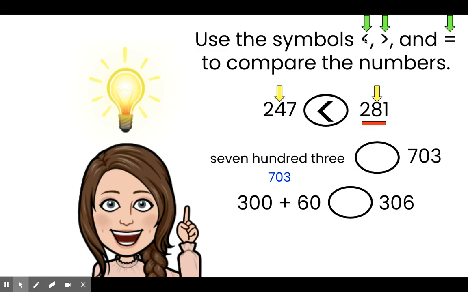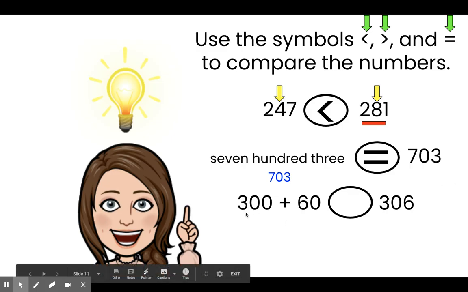Would I use less than, greater than, or equal to compare these two numbers? If you said equal to, you're correct. 703 and 703 are equal or equivalent. The value of these numbers is the exact same. We would use the equal symbol when comparing those two numbers.